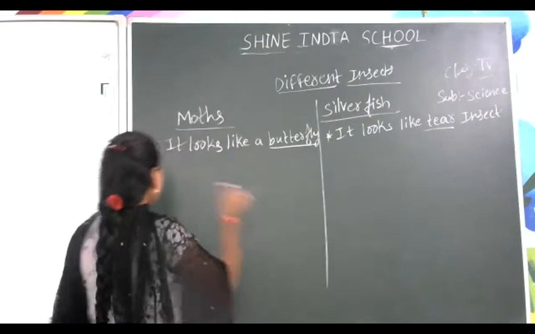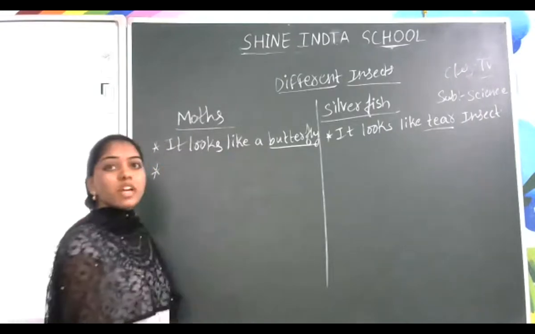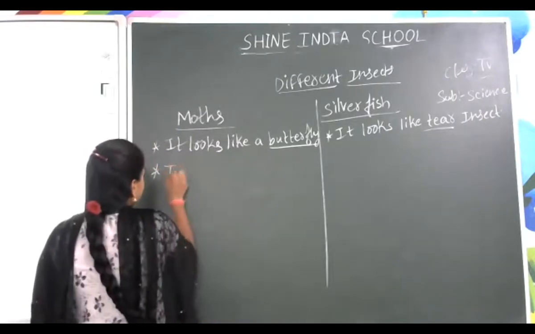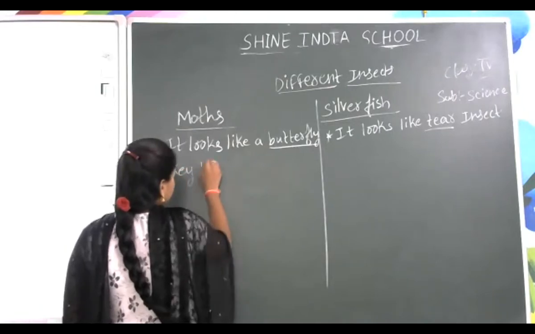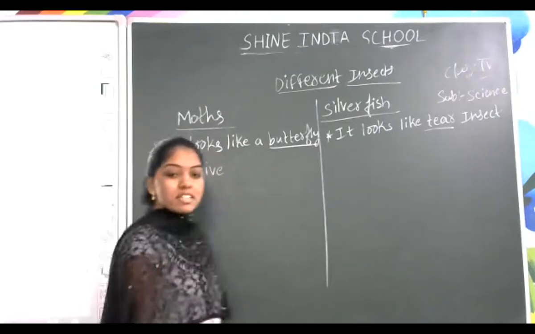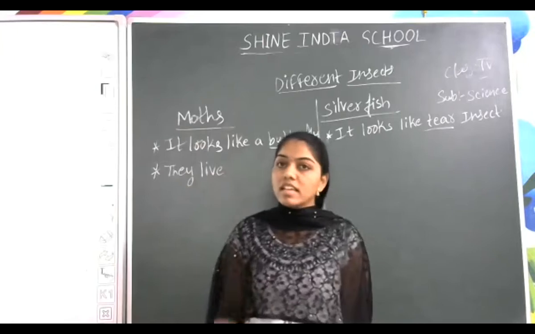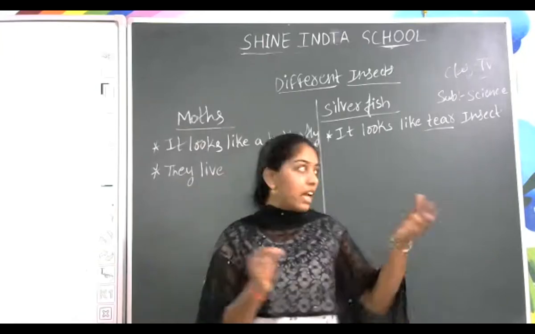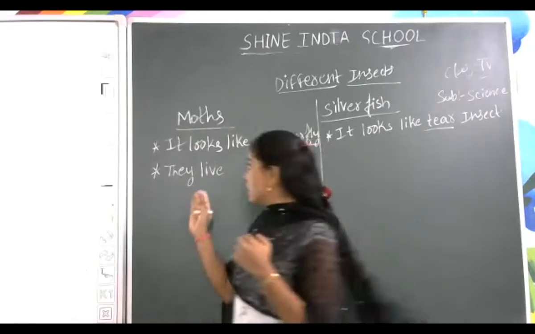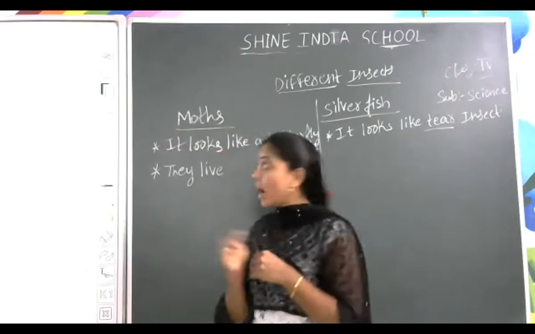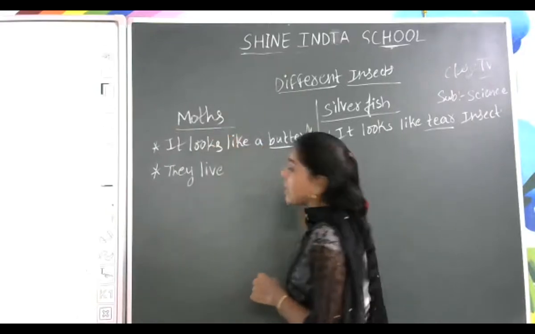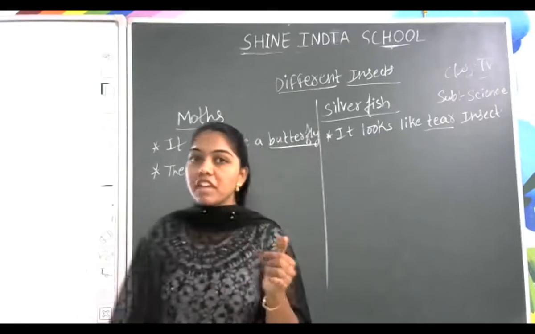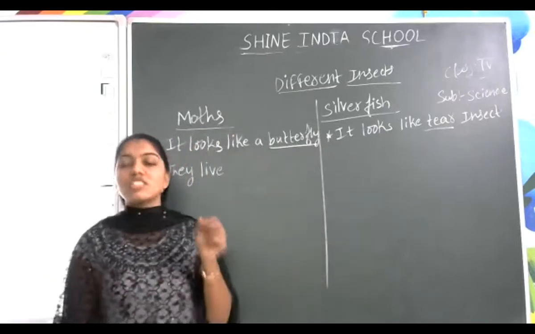Okay. Then next we will look into the place where they live. Now we have seen about the moths. Why? Because it is the moth. It looks like a butterfly. Where do butterflies live normally? In the gardens or in the park?